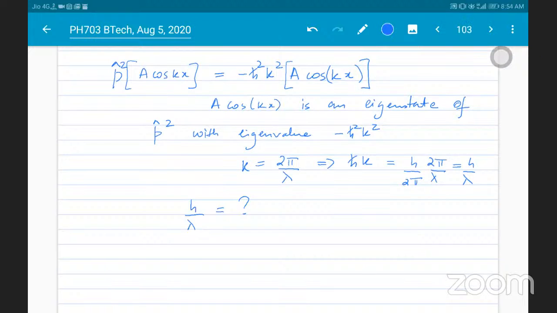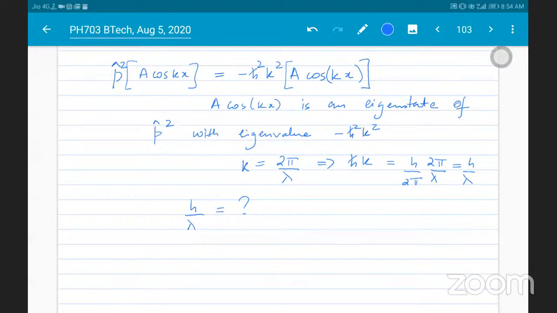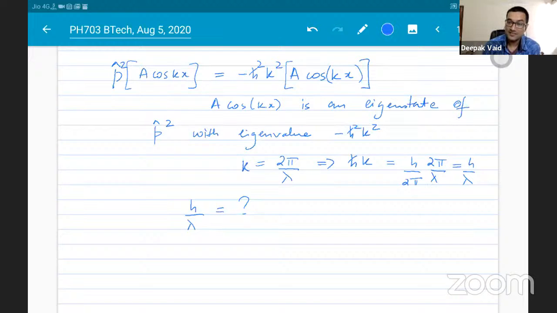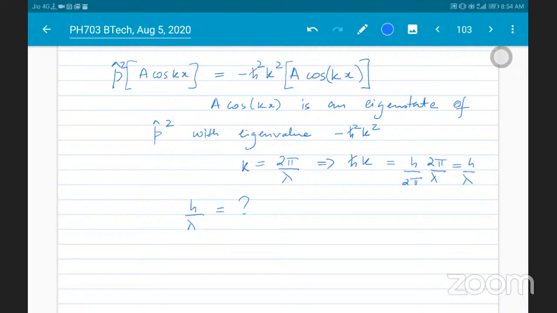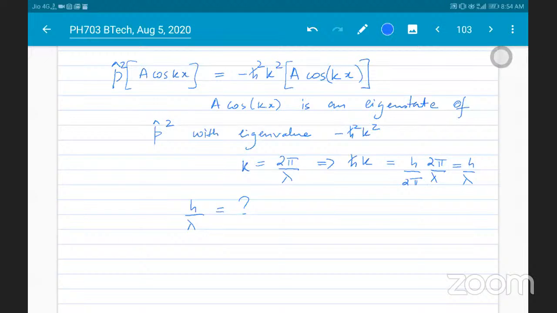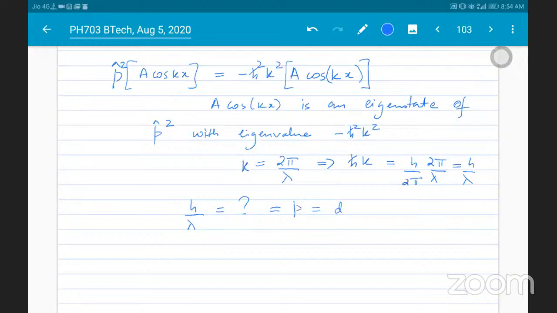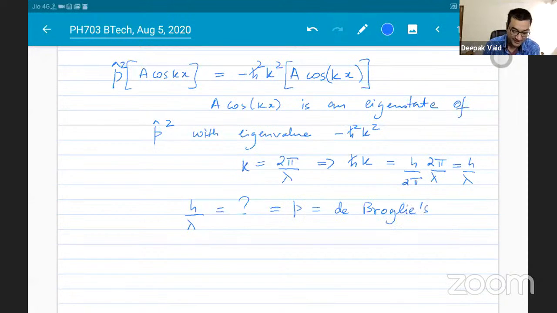Whose hypothesis is this? From hc by lambda we'll get E by c. That's fine, but then what is E by c? What are the units of E by c? Momentum. And this is which hypothesis? De Broglie. De Broglie's hypothesis.